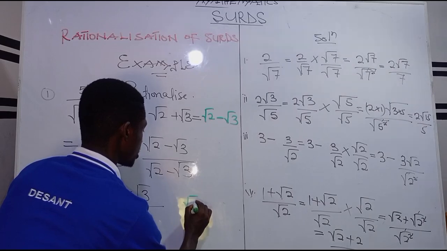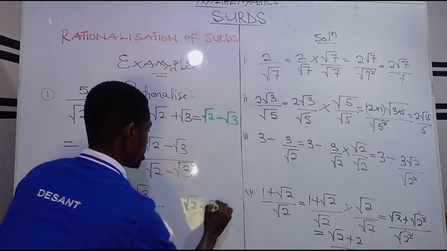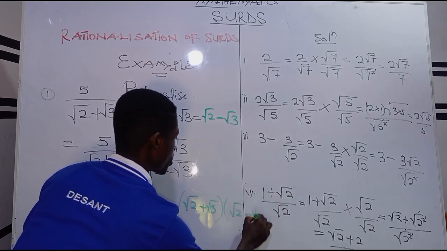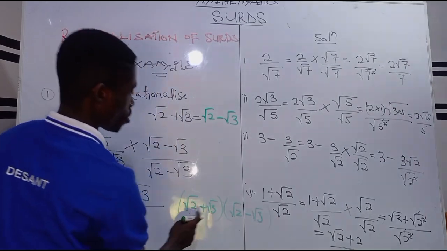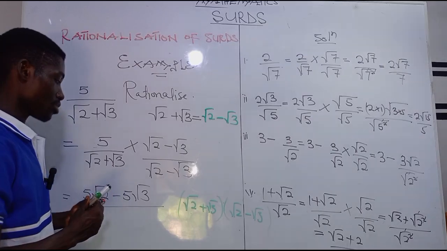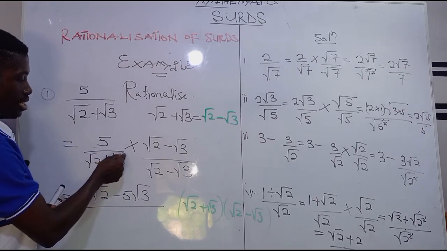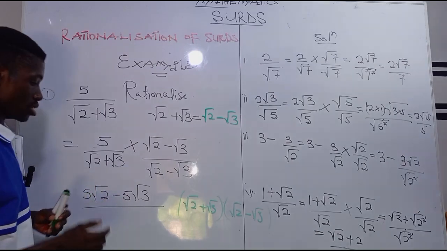Root 2 plus root 3, root 2 minus root 3. This is what? Difference of two squares. So what are we going to do? We are just going to square this and then we square that and then we are good to go. Good.